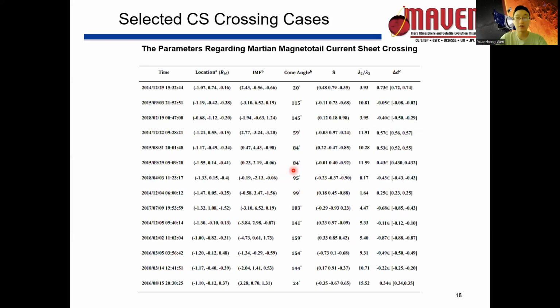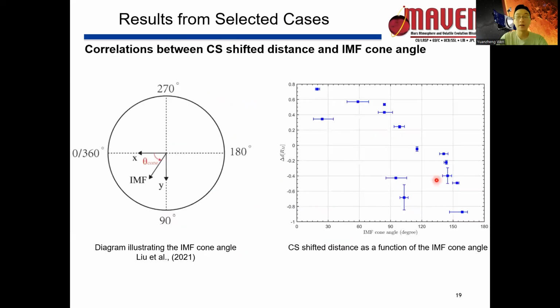And we have actually calculated more than 14 cases based on some previous criteria. And here we get the correlation between the current sheet shift distance and the RMF cone angle. The left diagram shows the meaning of the RMF cone angle. It actually shows the significance of the RMF flow-aligned components. The RMF is sunward or tailward if the cone angle is near 0 or 180 degrees, and the RMF is cross-flow if the angle is near 90 degrees.